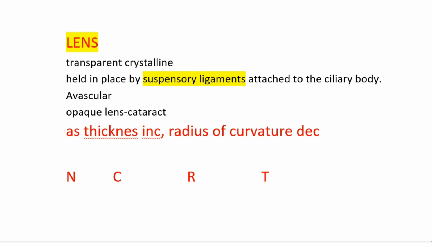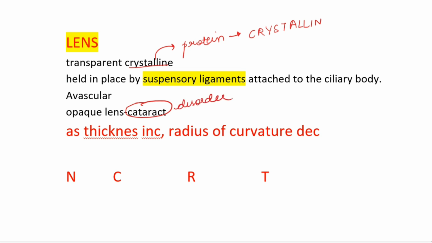So now let's talk about the lens. Lens is a transparent crystalline structure. It is held in one position by the suspensory ligaments, which are attached to the ciliary body, and it is avascular. So in old people, this crystalline, transparent nature of the lens gets lost and the lens becomes opaque. This leads to a condition known as the cataract, mostly observed in old aged people.